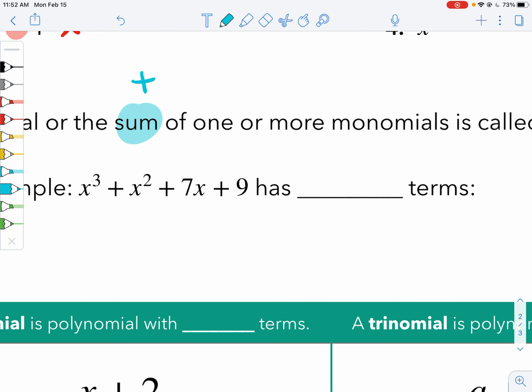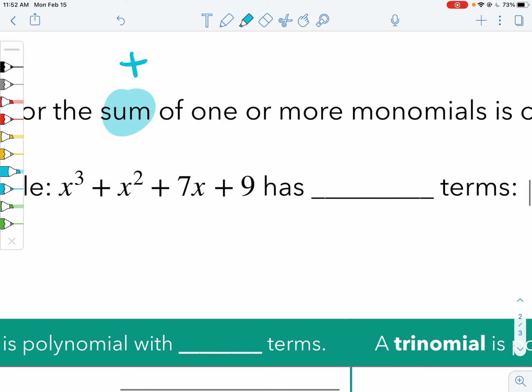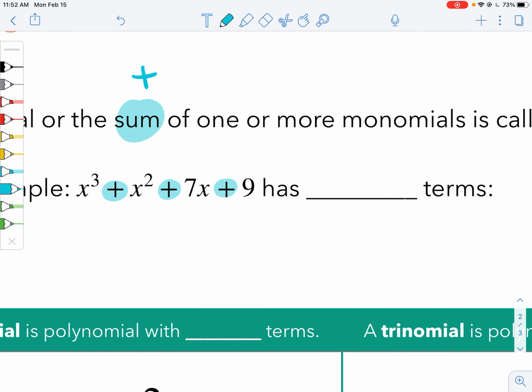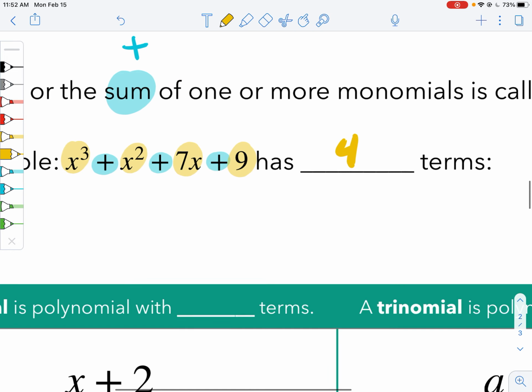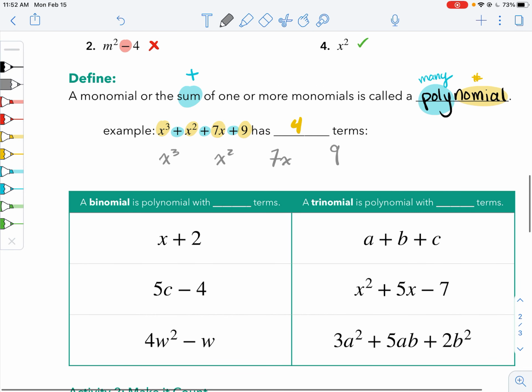Now, when we look at this one right here, in order to figure out how many terms you have, you just look at your plus signs. Right? So we say that this one has, let's count them, 1, 2, 3, 4 terms. This polynomial has 4 terms. The terms are x cubed, x squared, 7x, and 9. Now we say that the term is each monomial in the sequence, okay?